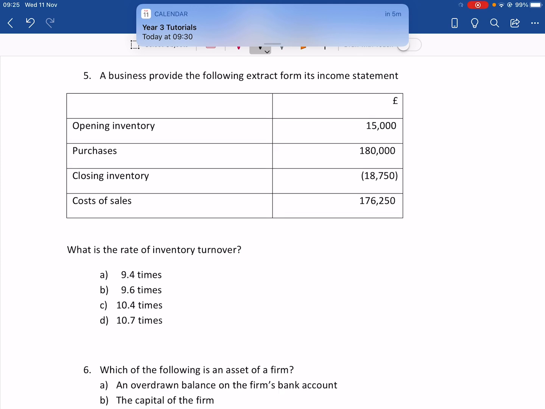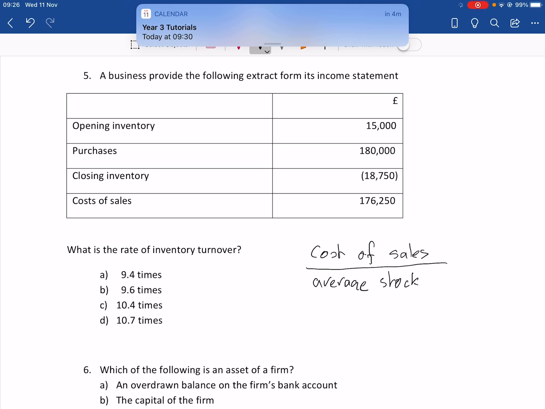And the formula for this is calculated by the cost of sales. So what did it cost us? The cost of sales, I've done another exam question with this for you, over the average stock. And this basically tells us how many times we turn over our stock in a year. This is probably something like white goods or maybe even cars because it's not very much.